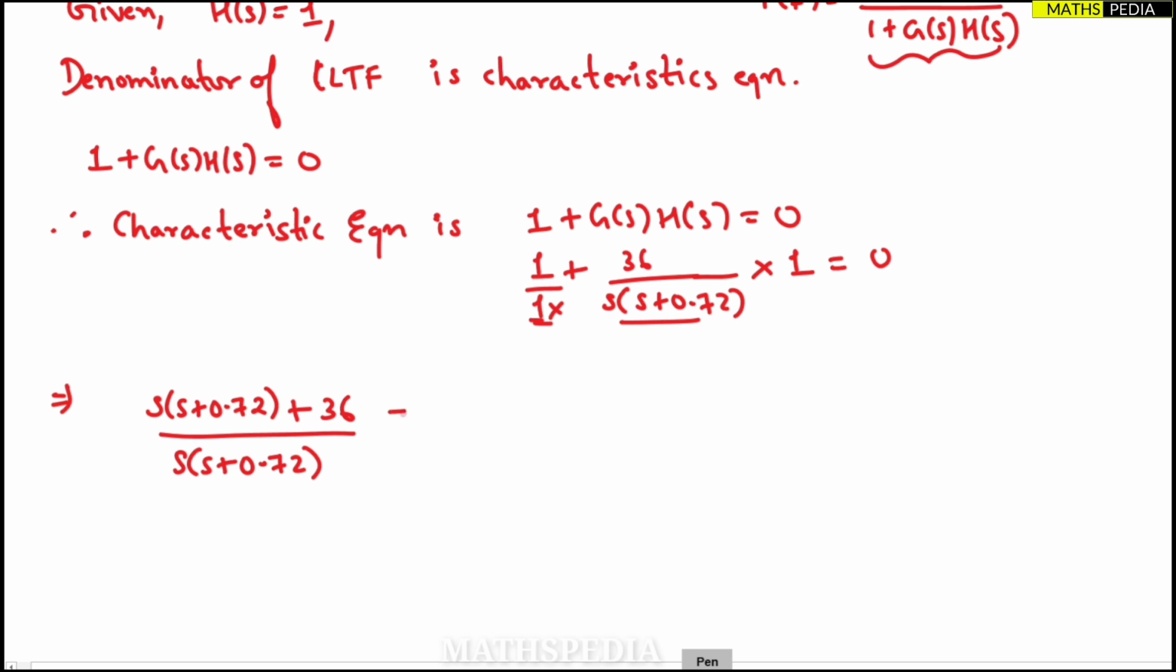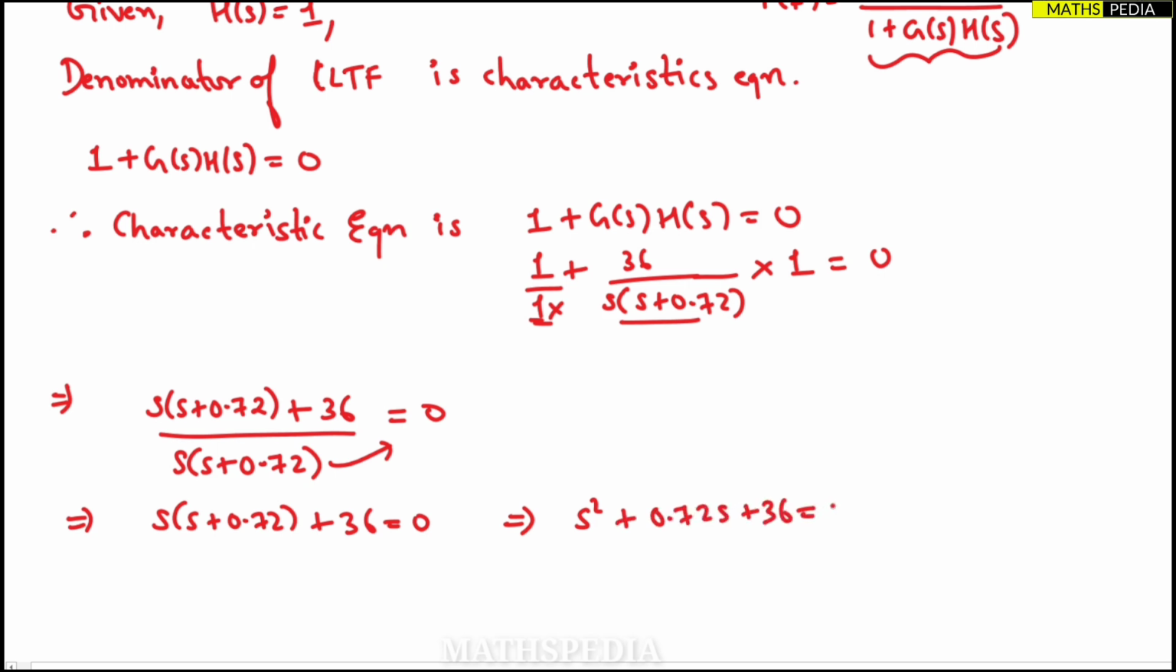Equal to 0. Now can I take this to that side? So it will be 0 into this thing, so it will become 0. What is left out? s into (s plus 0.72) plus 36 equal to 0. Now I can simplify again: open the bracket, s into s is s squared, then 0.72 s plus 36 equal to 0. So this is my characteristic equation. So the first part of the question is done.